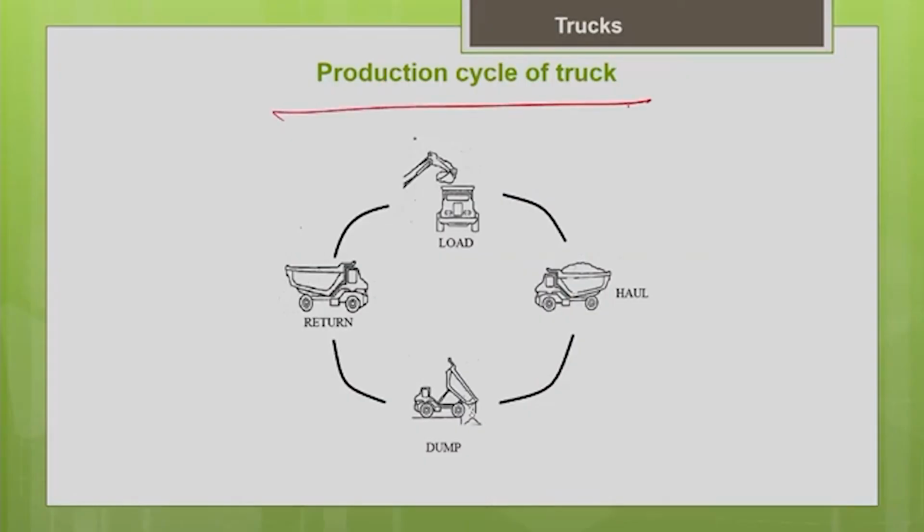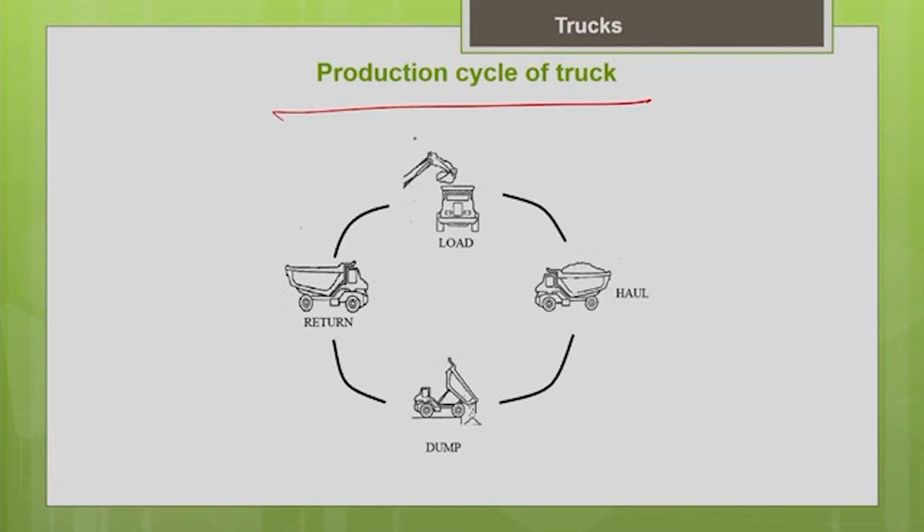We have discussed so far the different types of trucks. Now let us move on to the production cycle of the truck and the different components of the production cycle. So the first thing is your truck should spot the loader. So the truck is helping the loader. The loader should be spotted by the truck. So that spotting time is also included.